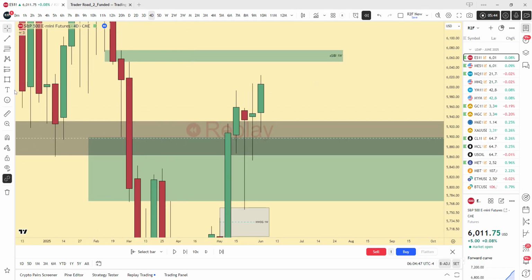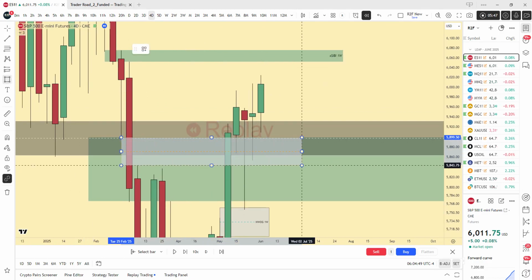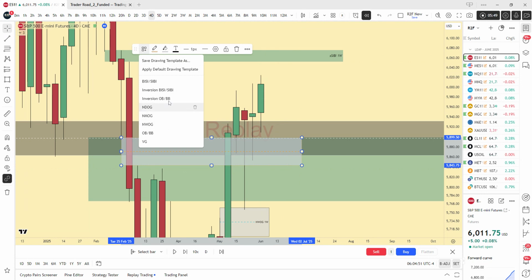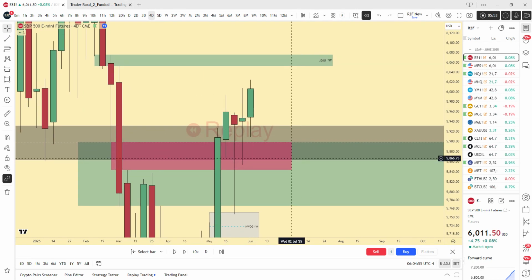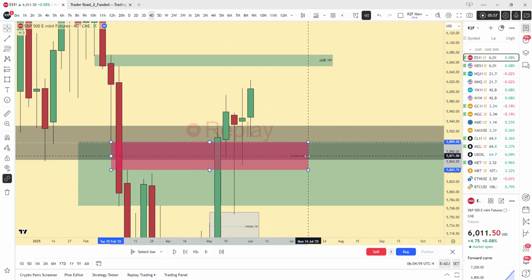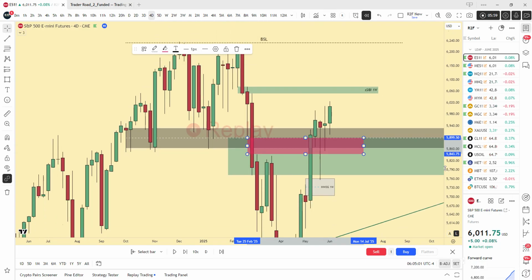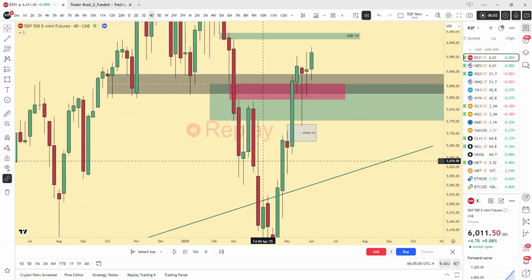We can start to refine. Here's an inversion. Just let me highlight it properly. An inversion gap that's being respected. But if we frame it in terms of one candle, then it's a bit more clear, right? So we want to find that PD array that looks really clear that we can take a trade.